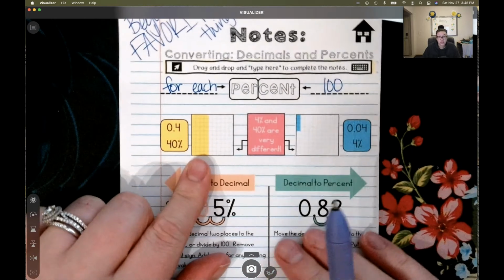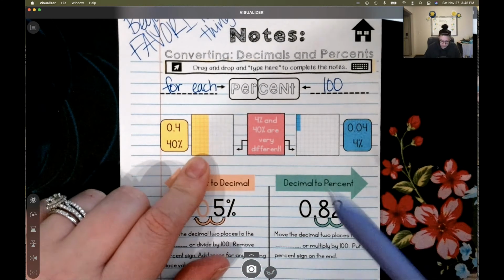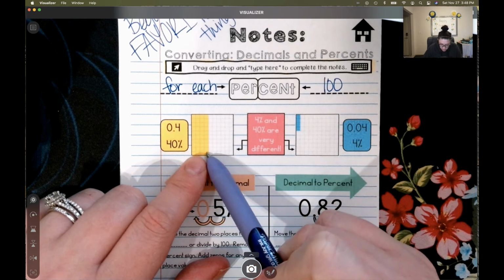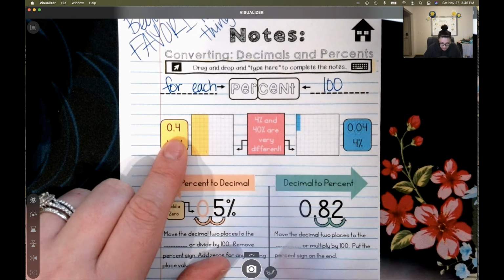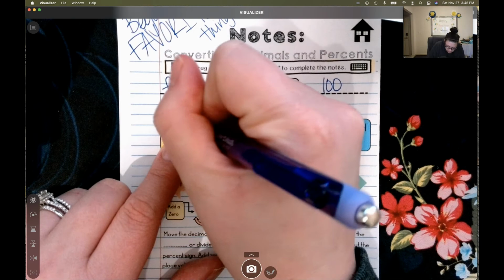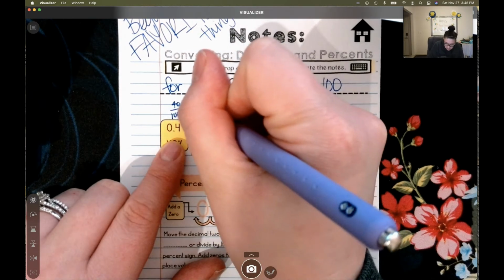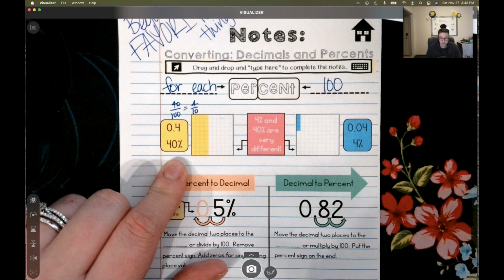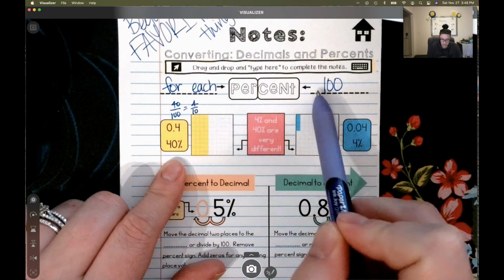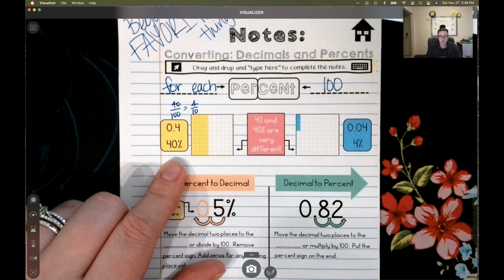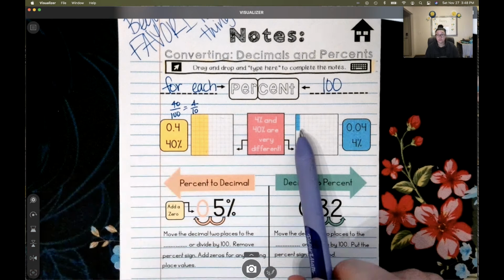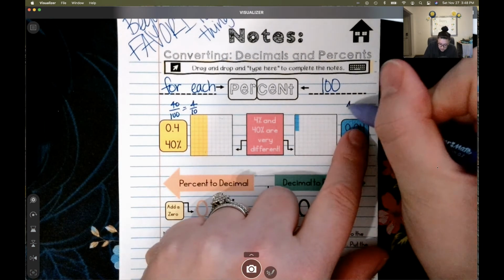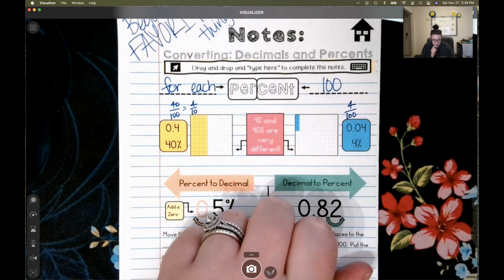So here, we talked about this last class, that visual representation. So if I have 10, 20, 30, 40 out of 100, that's 4/10, which would be 40%, because there's 40 shaded in for each 100. That's 40%. 4%, very different. 4% means I have 4 shaded in for every 100.